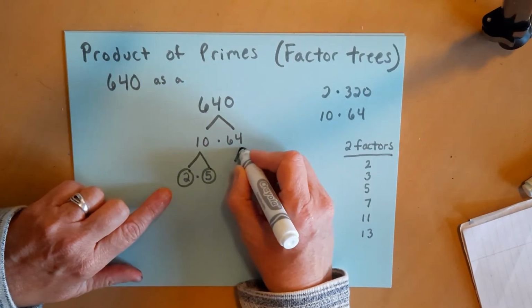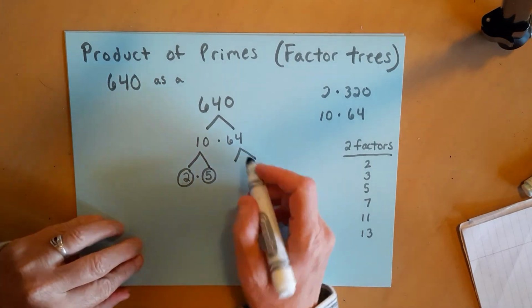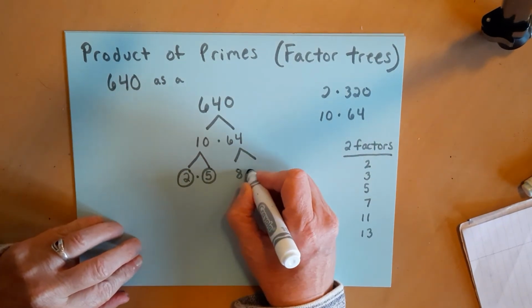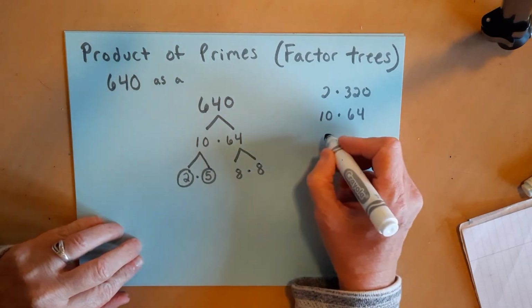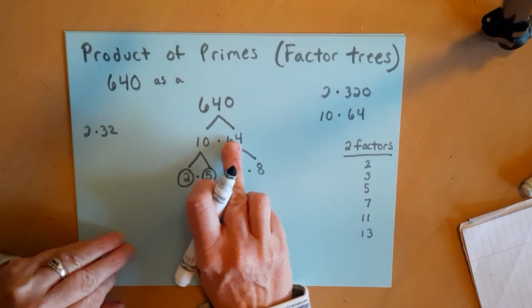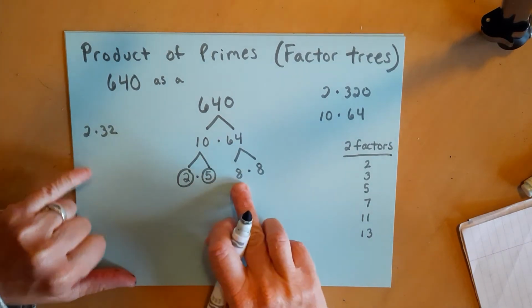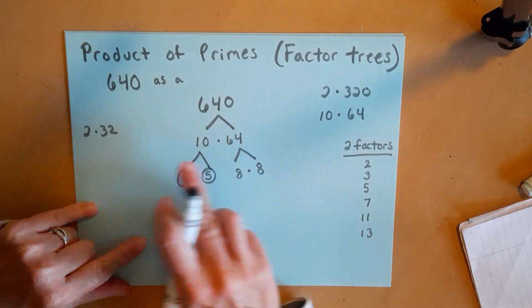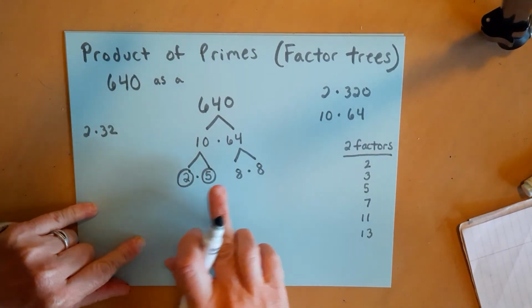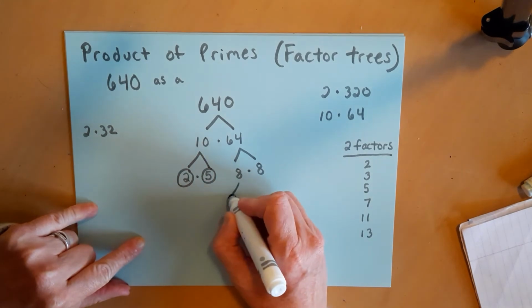Now we have 64 and we need to branch that out. The thing I think of when I think of 64 is 8 times 8. So we'll do 8 times 8. You could do 2 times 32 because that equals 64. You could do anything that equals 64, but we're going to do 8 times 8. If you do choose something differently, you'll find out, like we found out in class, that the prime numbers at the end are all the same.